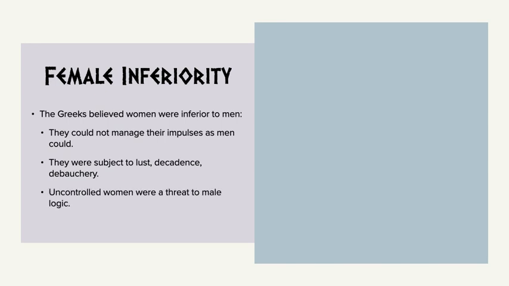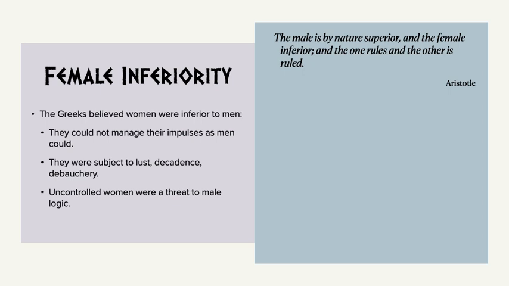And as well as this, they believed that if women weren't under the control of men, their emotions and chaotic characters would be a threat to the kind of calm, intelligent logic which men had. So there's quite a famous quote here from Aristotle: "The male is by nature superior, the female inferior. One rules, the other is ruled." And this is part of a larger text where he's also talking about how some people are meant to be slaves and some people are meant to be masters, and how humans are meant to be in control and animals are meant to be controlled by them. So this was taken as a biological fact by the Greeks.